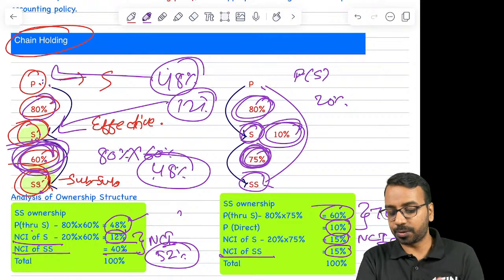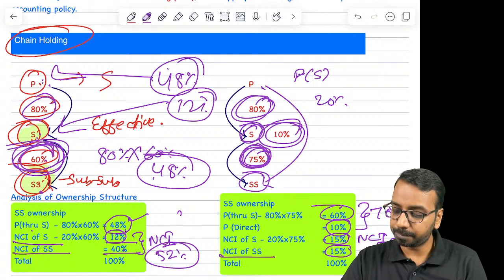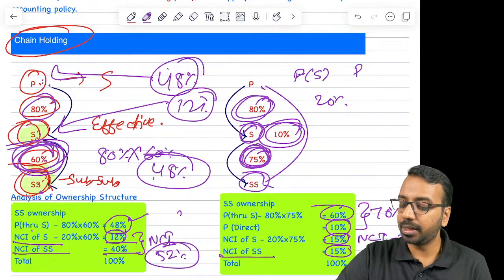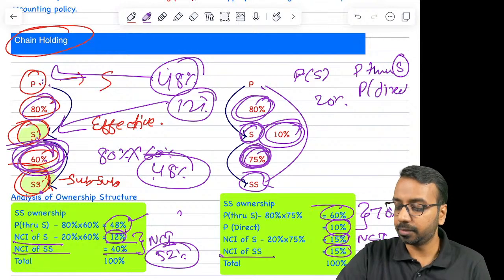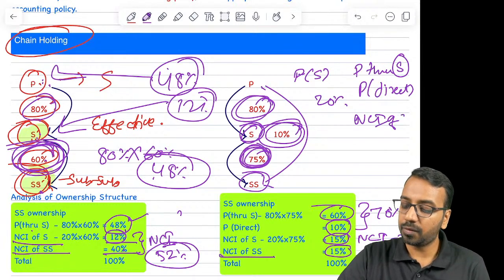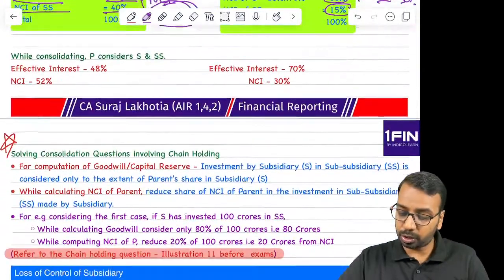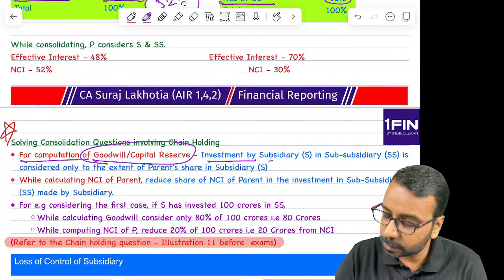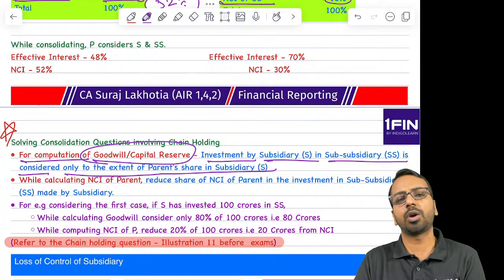This calculation is very, very important for you in the examination. Whenever there is a subsidiary and a sub-subsidiary, the calculation between the NCI and the parent is very important. So what you have to take? Parent through subsidiary, parent direct, and NCI of subsidiary, NCI of sub-subsidiary. Once you do this, the remaining calculation is very easy. One more thing you have to keep in mind is, for computation of goodwill and capital reserve, investment by subsidiary in sub-subsidiary is considered only to the extent of parent share in subsidiary.